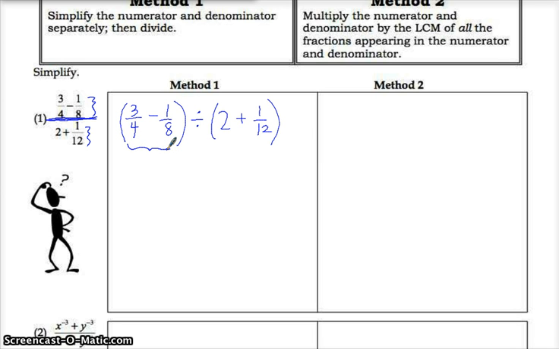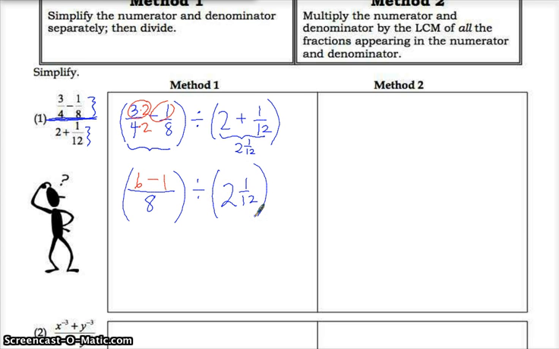Well, how do I simplify the first part? I get a common denominator of 8. So this first fraction needs to multiply by 2 to get to a common denominator of 8. So I'd end up with 6. And then of course this already has the 8, so I get 6 minus 1. So that's my numerator. Then I'm going to divide by 2 plus 1/12. Well, that's simply 2 and 1/12, right? So I add 2 plus 1/12 and I get 2 and 1/12.